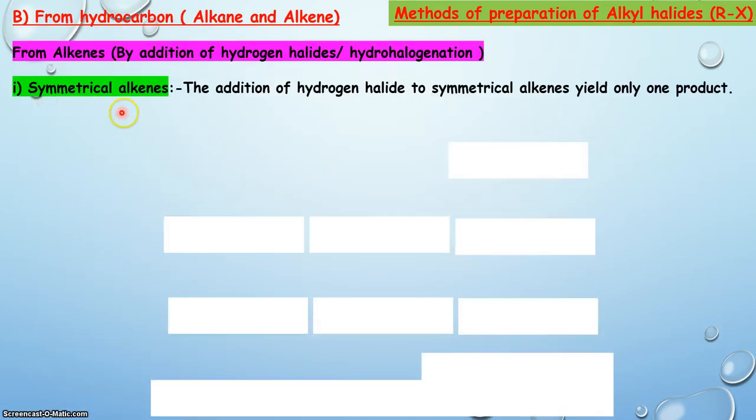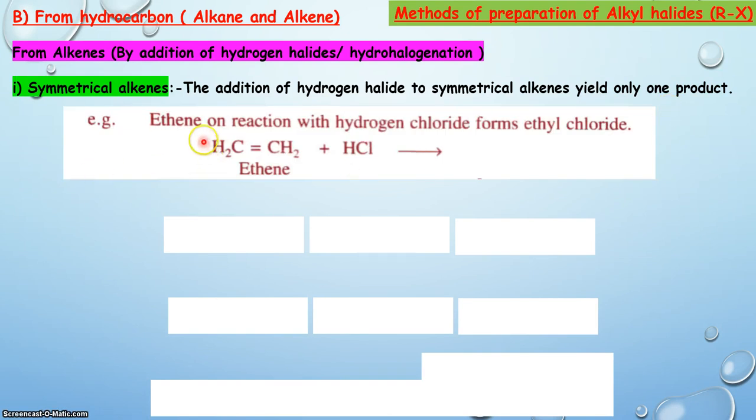Let us see the addition of hydrogen halide to symmetrical alkene. The addition of hydrogen halide to symmetrical alkene yields only one product. Here is the example. Ethene on reaction with hydrogen chloride forms ethyl chloride. This is the structure of ethene and this is hydrogen chloride. Now let us understand the addition of this hydrogen chloride to this ethene. If we are adding this chlorine to this carbon atom and hydrogen to this carbon atom, the product will be CH3, then CH2 and Cl, that is ethyl chloride.